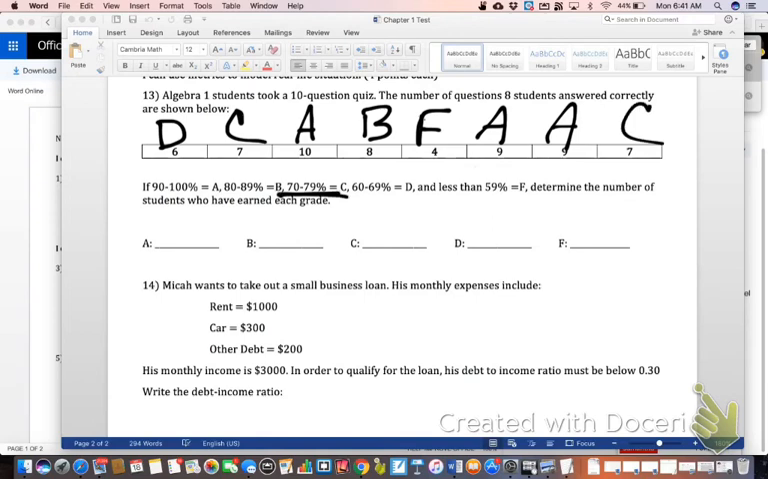So our number of A's, we've got 3. Our number of B's, we have 1. Our number of C's, we have 2. D's, we have 1. And F's, we have 1.